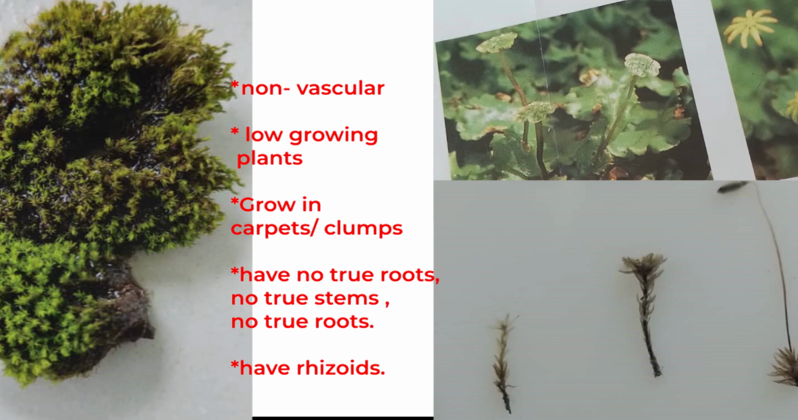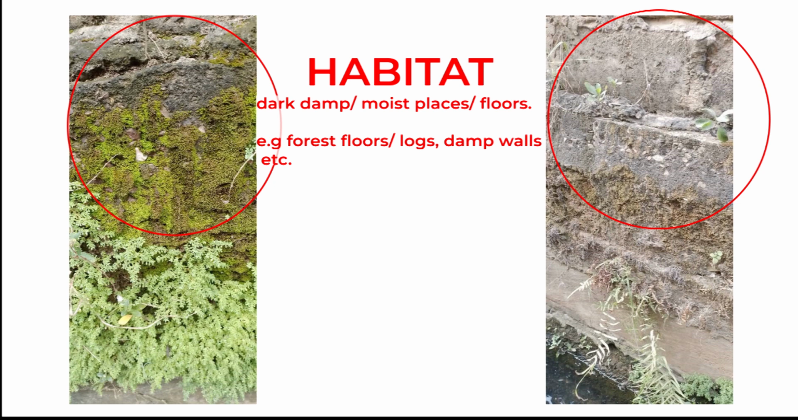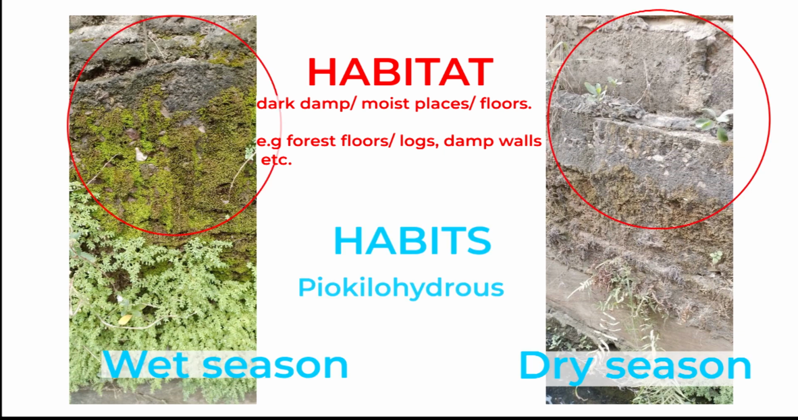Good. Now, habitats. They grow in damp places on land, like forest floors or any damp, dark places. Bryophytes are said to be poikilohydric plants because they can dry up in the dry season when there is no moisture or the weather is dry. They dry up, but as soon as water or rain comes in, the dry plants grow again. They come back to life. So they are known as poikilohydric.